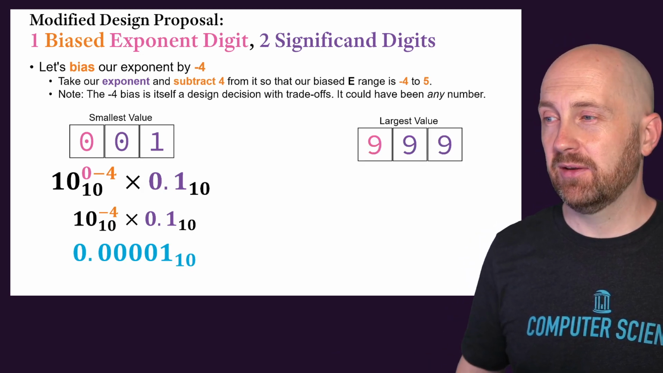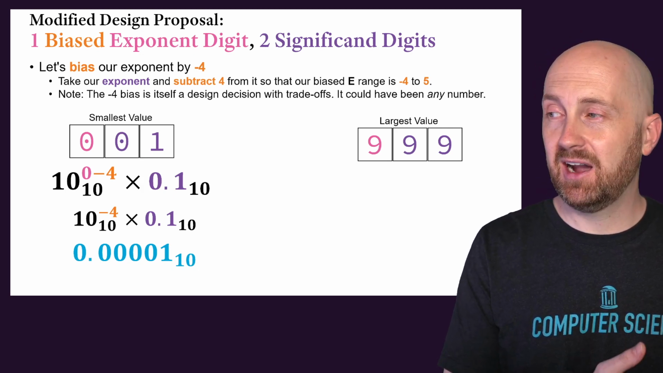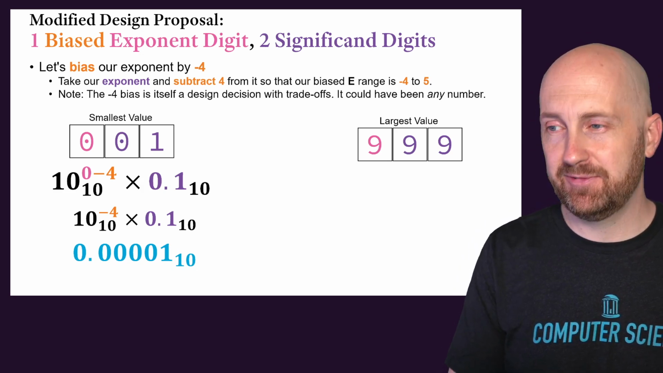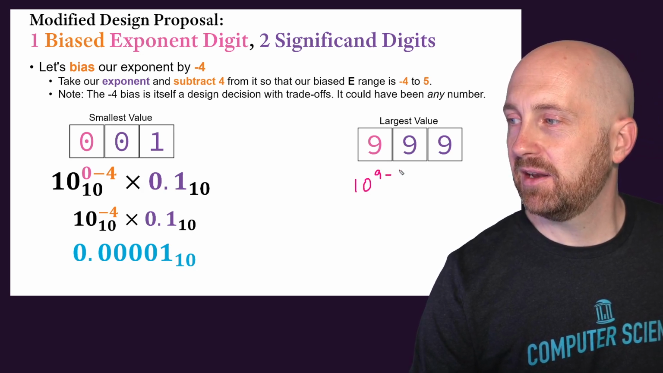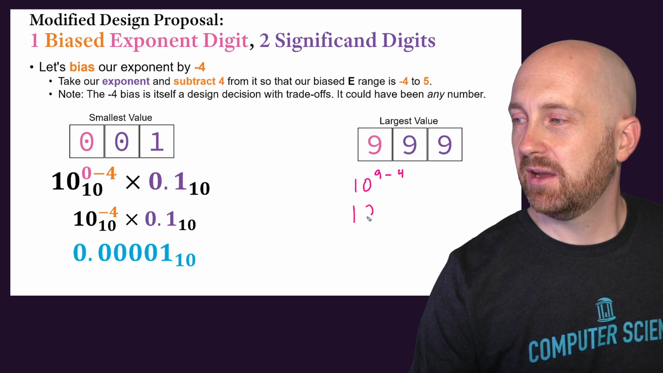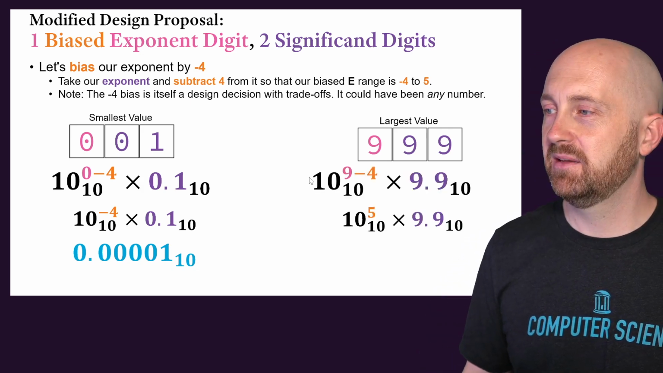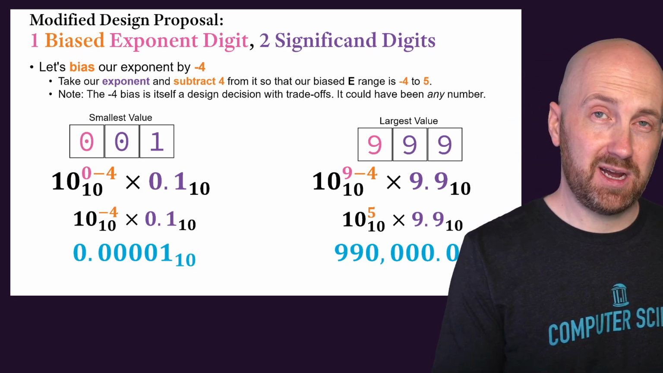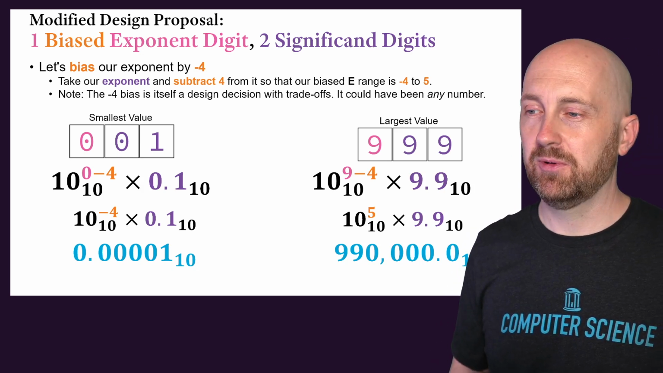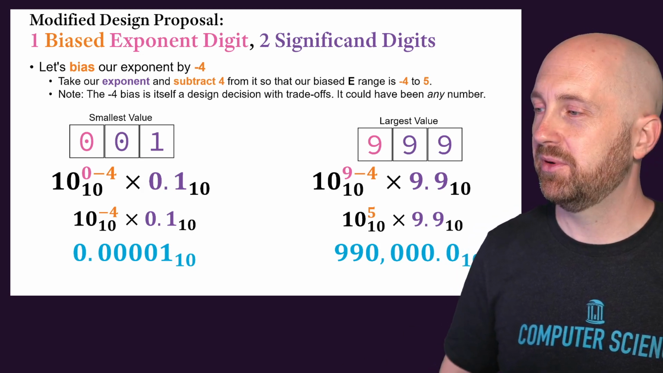Well, what about on our high end? Well, on our high end, our largest value that we can represent in this system is an exponent value of 9, but we're going to bias that. So this is going to be the same as saying 10 to the 5th. Right? So just to work this out again by hand, 10 to the 9 minus 4, which is going to be 10 to the 5th, multiplied by 9.9. Right? And so if we work that out, we are going to get a number that is less than the maximum number we could represent before, 990,000. But notice we're also now able to represent numbers much smaller than we were able to before, a number much closer to 0 than we could previously.